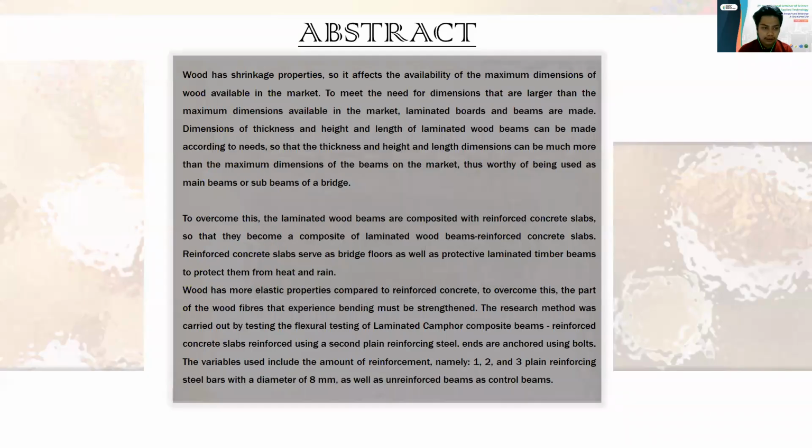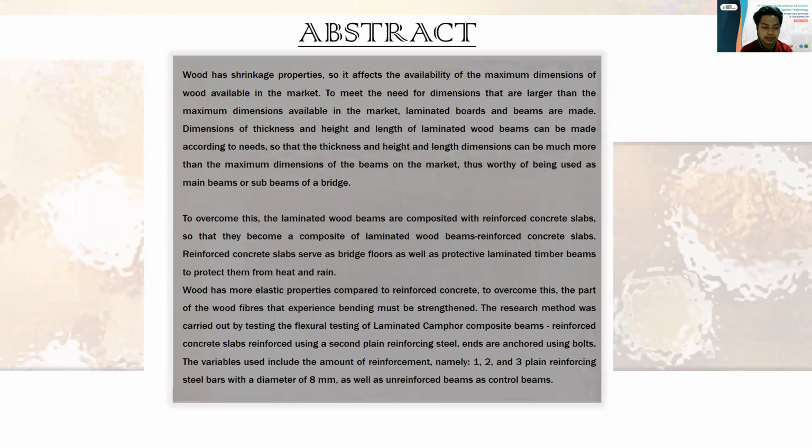Okay, next. Here is the abstract. Wood has string-edge properties, so it affects the availability of the maximum dimension of wood available in the market. To meet the need for dimensions larger than the maximum dimension available in the market, laminated beams are made. The thickness, height and length of laminated wood beams can be made according to needs, so they can be much more than the maximum dimension of beams on the market, thus worthy of being used as main beams or sub-beams of a bridge.